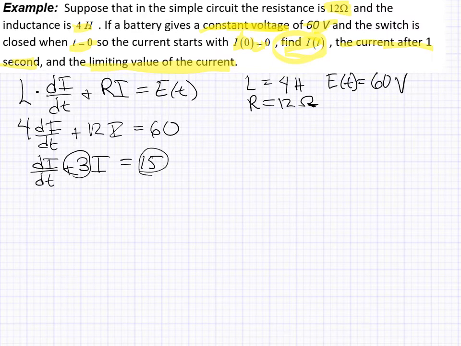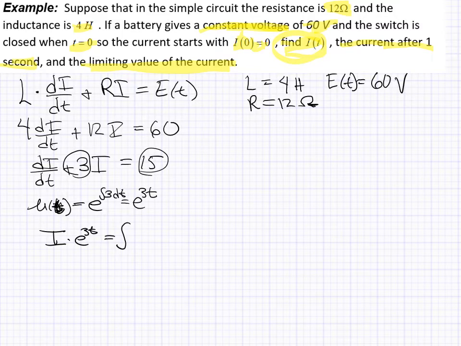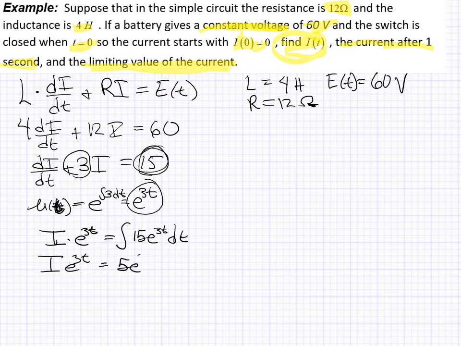So we find our u of t, our integrating factor, e to the integral of 3 dt, which gives us e to the 3t. So we skip down to the point where we get I times e to the 3t equals the integral of 15 e to the 3t dt. This times this, so it's a pretty simple integral. So I e to the 3t equals, if you integrate e to the 3t, you have to divide by 3, so this turns into 5e to the 3t plus c.